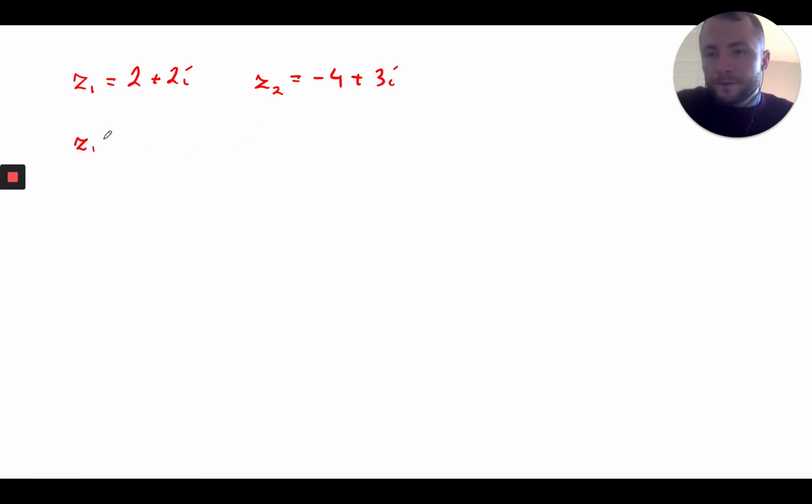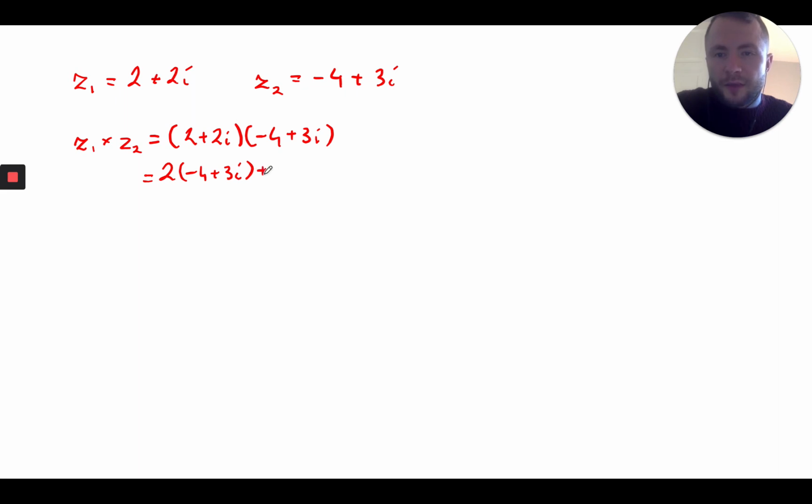One more example. Let's say that z1 equals 2 plus 2i and z2 equals minus 4 plus 3i. So to multiply z1 by z2, I'm going to write the first bracket multiplied by the second bracket, and carry out the same set of steps: multiply the first term from the first bracket by the second bracket, and multiply the second term from the first bracket by the second bracket.